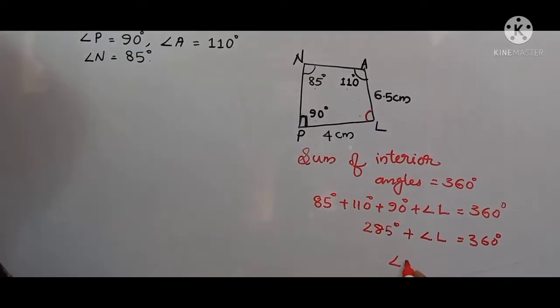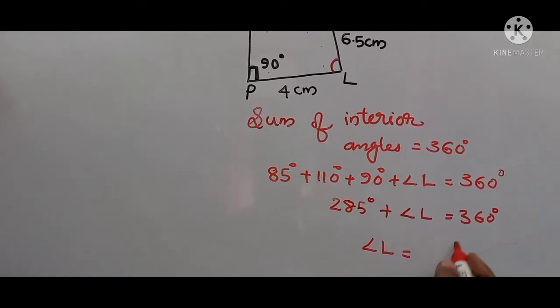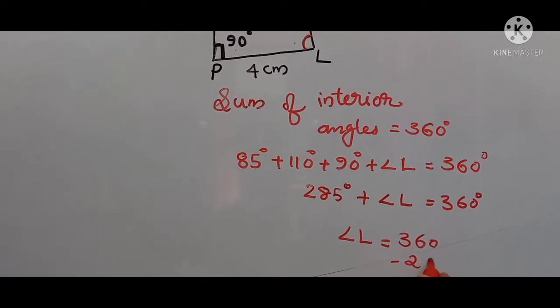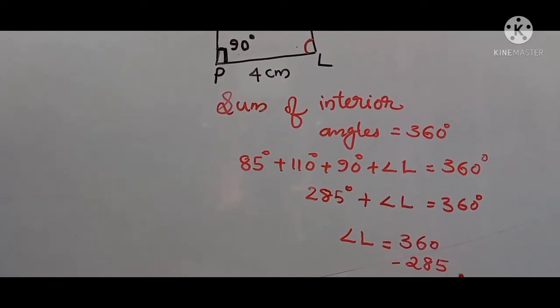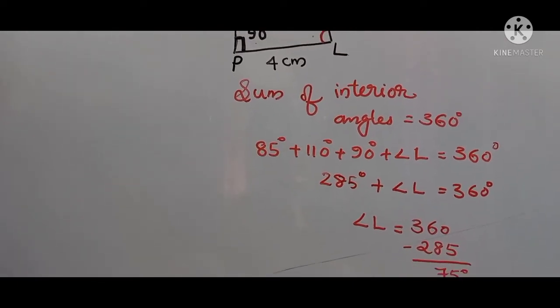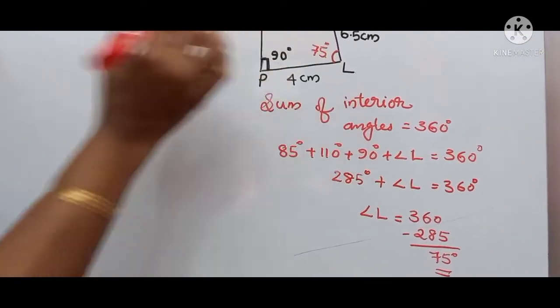Then angle L is equal to, we have to transpose this 285 towards the right, it becomes minus 285. We will get it as 75 degree. So we have got angle L is equal to 75 degree.